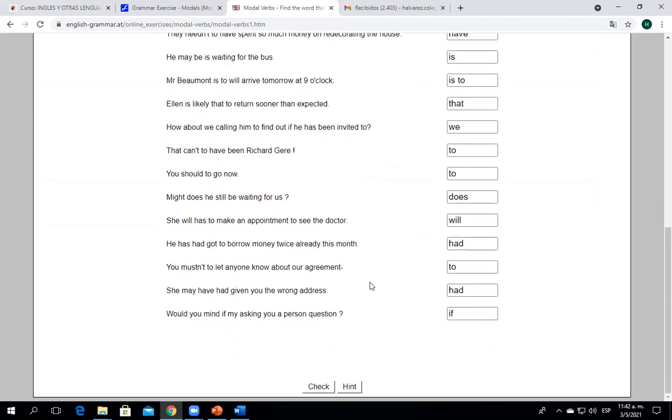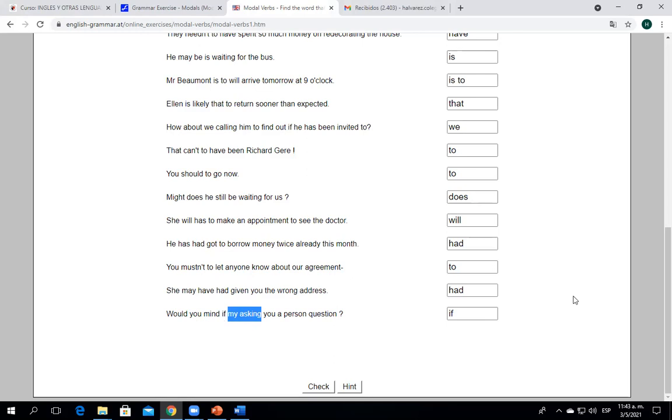But what about right click? I think this would... Would you mind if I ask you a person question? Yes, this is correct. But still, tell me, would you mind? For example, I have a doubt on that one because even if I take the if, it wouldn't be, would you mind if I ask you a person question? Yes, it is correct.